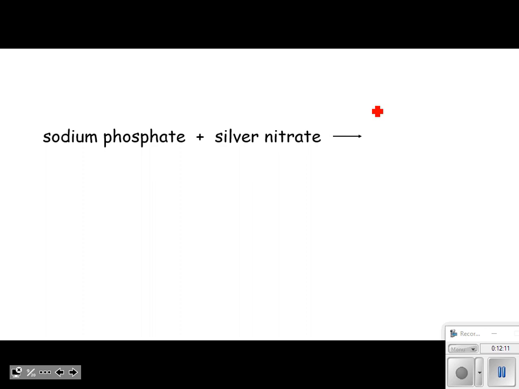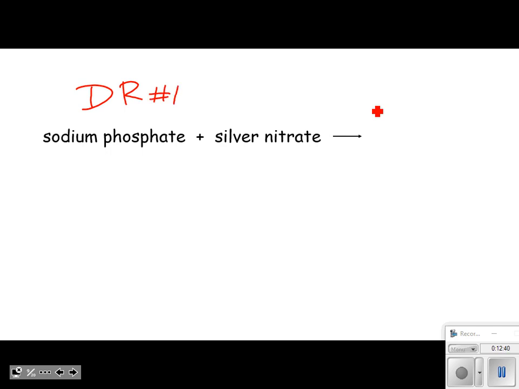Here's our third one. Sodium phosphate and silver nitrate. Sodium phosphate and silver nitrate. Do I have an acid? No, I do not. So this is a double replacement number 1.